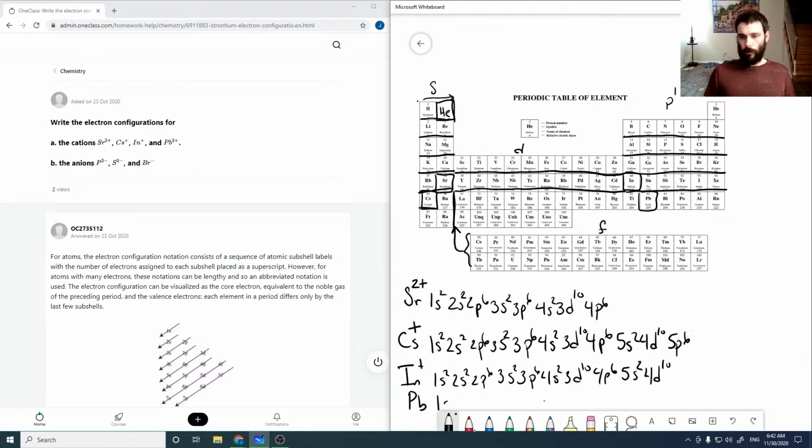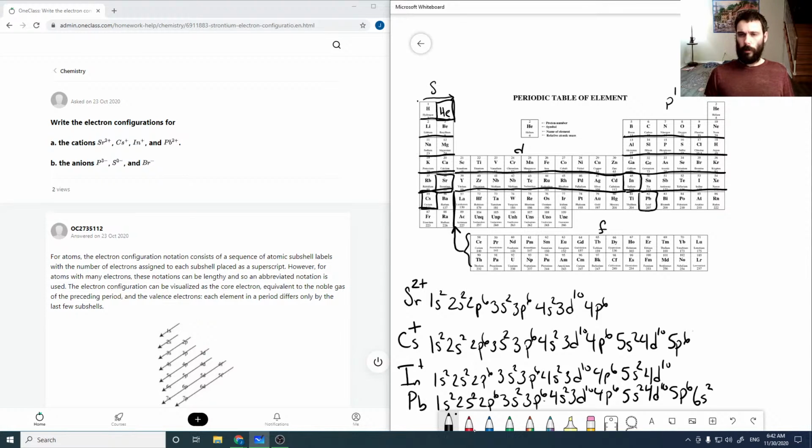So 1s2, 2s2, 2p6, 3s2. And we keep going pretty much up to where cesium is, and then go a bit further. Okay, so then 6s2.